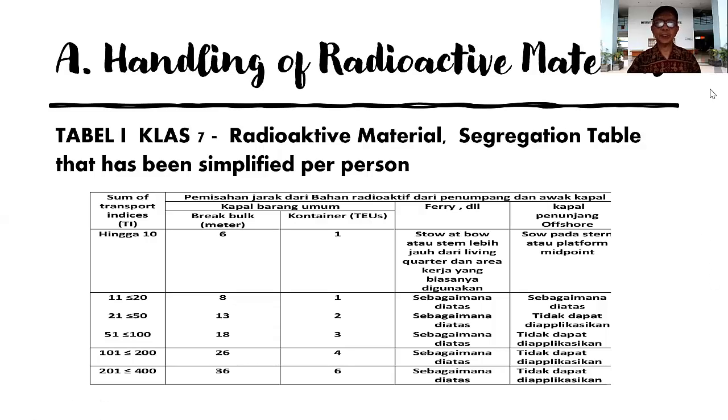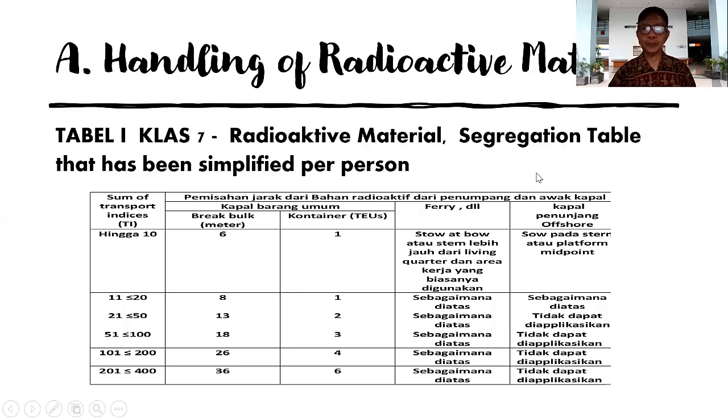In Table 1, Class 7, radioactive material, we call it the segregation table, which has been simplified per person. You can see this is the transport index up to 10. So the segregation of radioactive material from the passengers and the ship crew of this vessel, the vessel crew, on a general cargo vessel. You can see for break bulk here the distance is quite far compared to container.